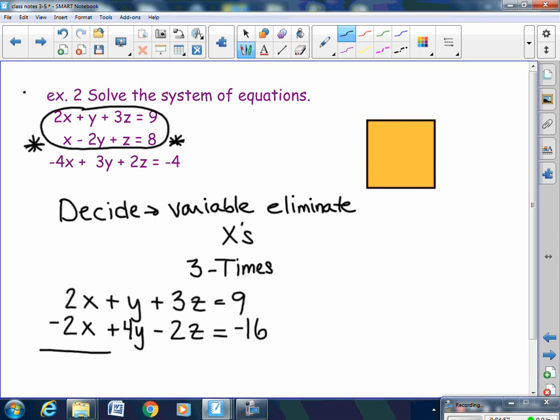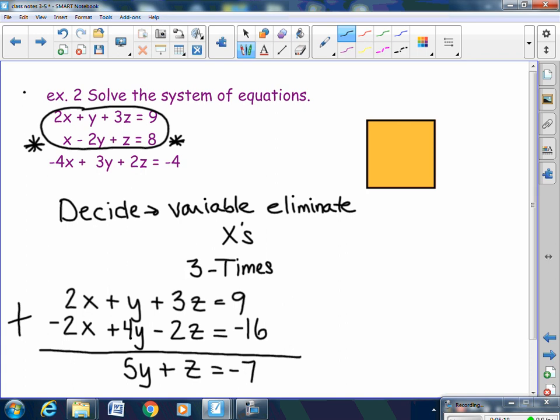I'm going to draw a line. I'm going to put a plus sign. And if I did it right, my x's should cancel out, and they do. My x's cancel out. I'm left with 5y here plus 1z, because 3z take away 2z is 1z, equals a negative 7.